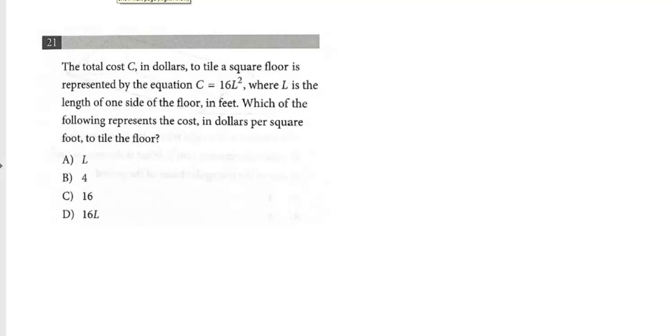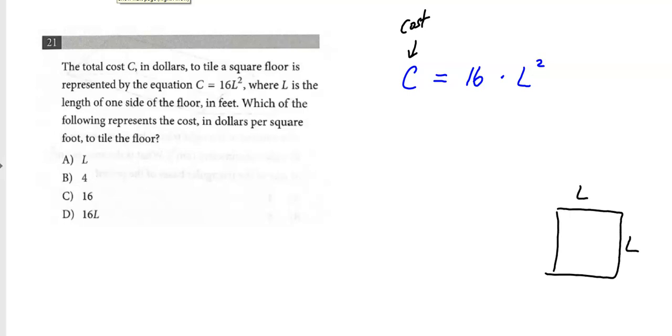The total cost in dollars to tile a square floor is represented by C equals 16 L squared. So C equals 16 times L squared, and C is the cost, and L is the length of one side of the floor. So if you have a room, and one side of the floor is L, and the other side of the floor is L, the area is going to be L squared. So this is the area of the room. So which represents the cost in dollars per square foot?